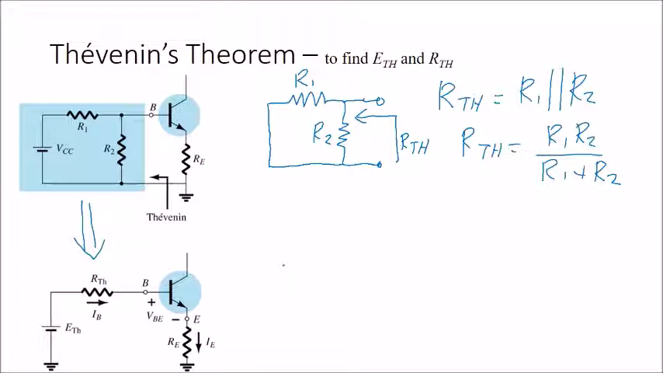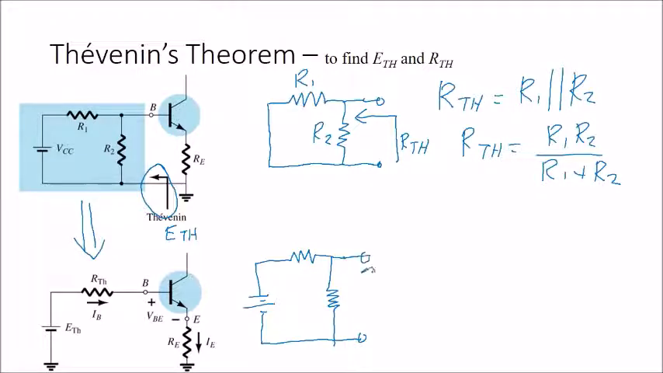So how about the ETH? ETH we can also look at from this point of view. So this is the ETH. If you look here, actually ETH is equal to VR2. The circuit will be like this. To find the ETH, we cannot ignore the VCC. We have to consider the VCC. So this is your ETH. It's here, your ETH.